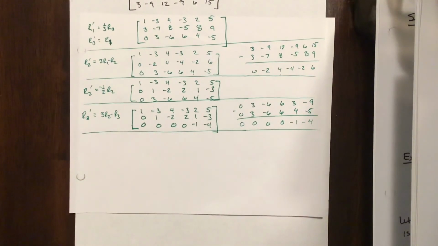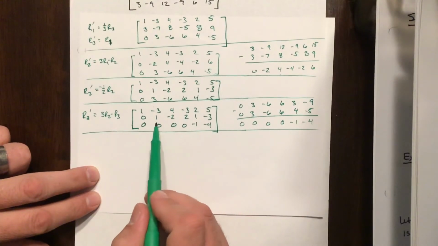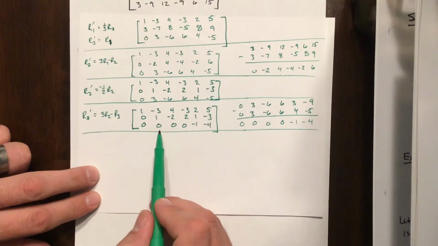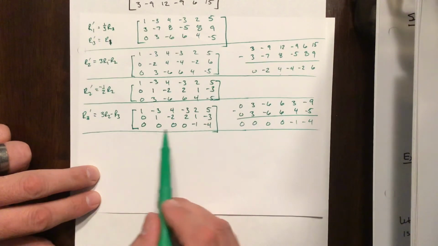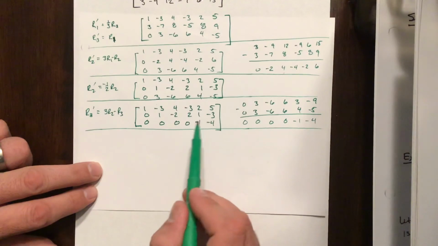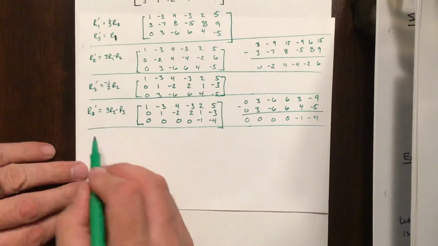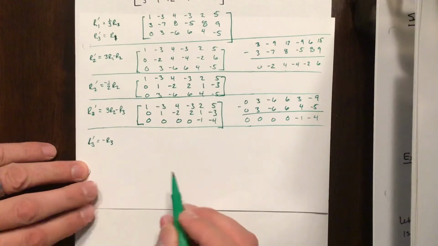All right. So now our second leading one is correct. I have it with 1 and zeros below it. So where's our third leading one? Well, the third row has its first non-zero entry all the way over here to the right, and it's negative 1, not positive 1. So we need to make our new row 3 equal to the opposite of our old row 3.